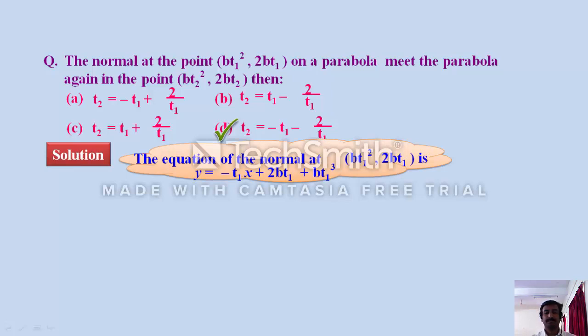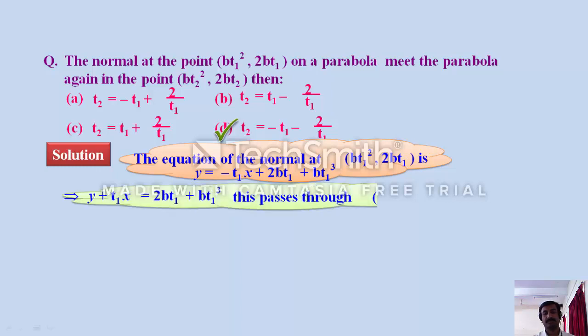The equation of the normal at bt1 square, 2bt1 is, as I have discussed, very simple: y equal to mx minus 2am minus am cube. Please remember that. Again it is the same condition I am using here, any line is a normal to the given parabola. Remember here the equation of the normal, whenever you are talking about the parametric equations, please go through this one: y equal to minus t1x plus 2bt1 plus bt1 cube. It is very simple.